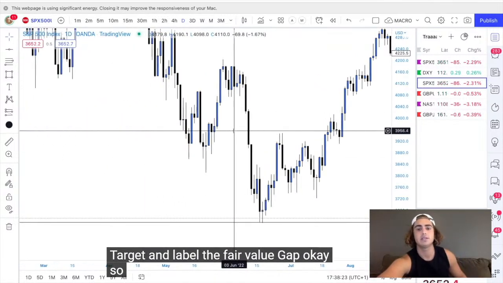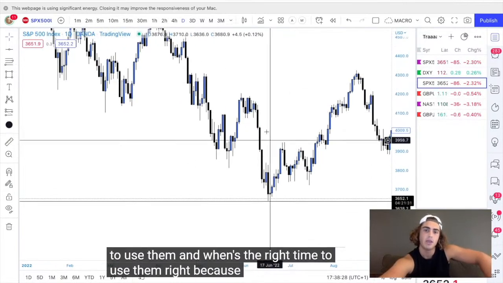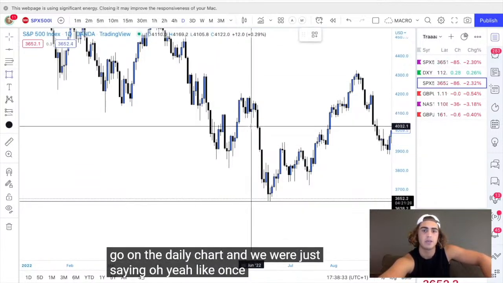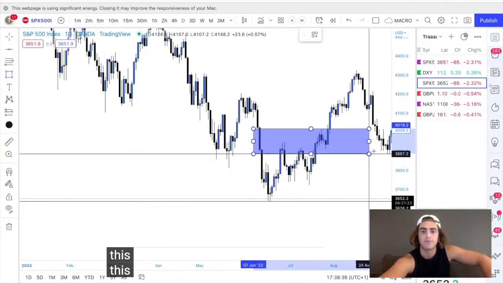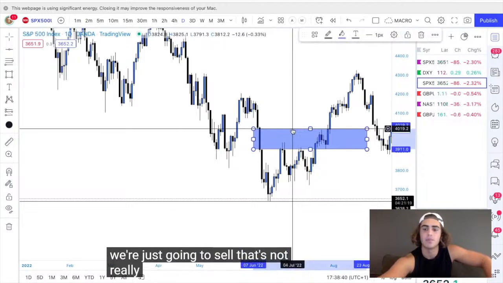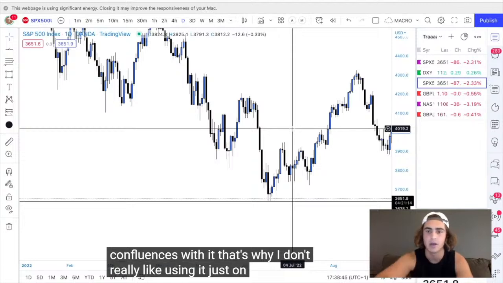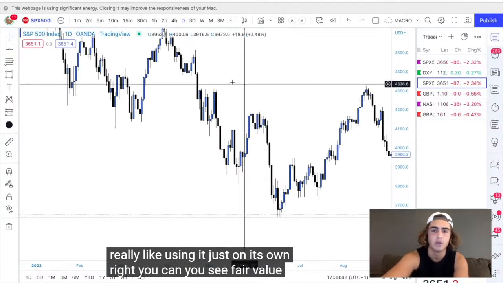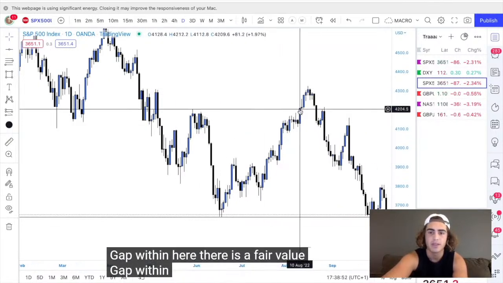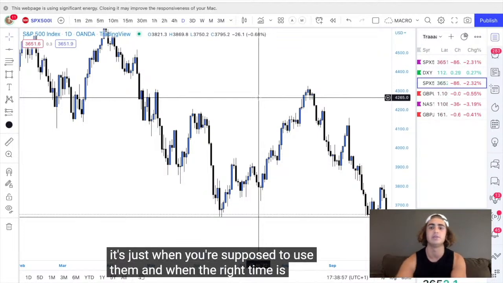We also need to get into how to use them and when's the right time to use them, right? Because if we were just on the daily chart and we were just saying, oh yeah, once it comes into this fair value gap, we're just going to sell, that's not really a good plan. You need more confluences with it. That's why I don't really like using it just on its own. You see fair value gaps all over the place. There's a fair value gap within here, there's a fair value gap within here, right? They're all over. It's just about when you're supposed to use them and when the right time is to use them.